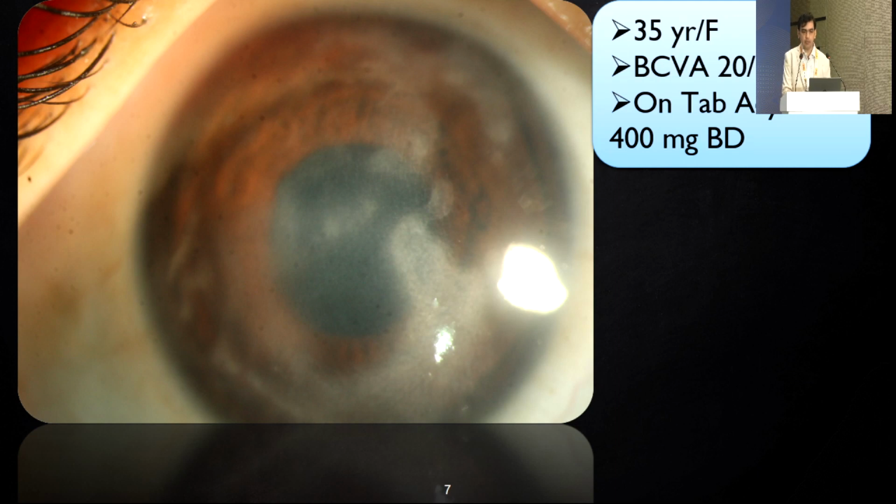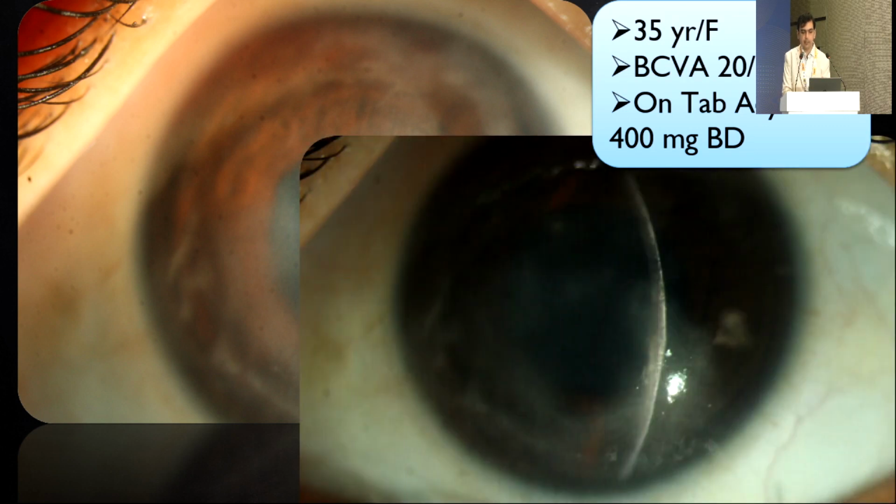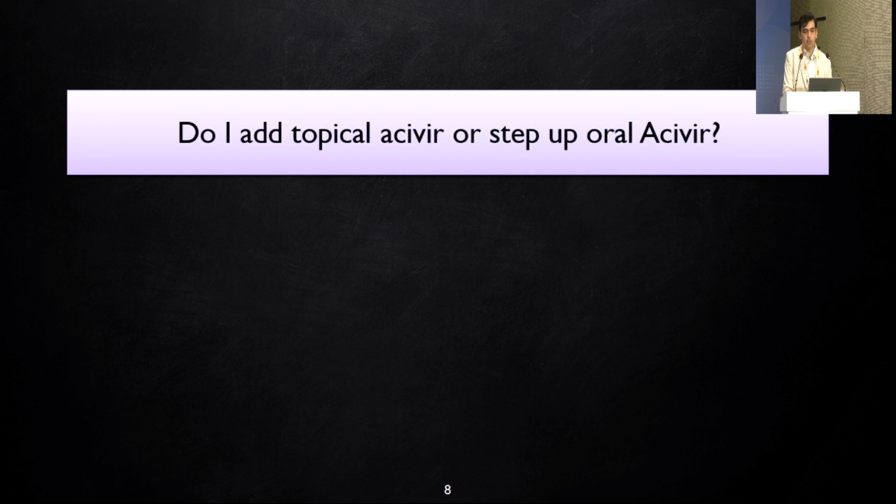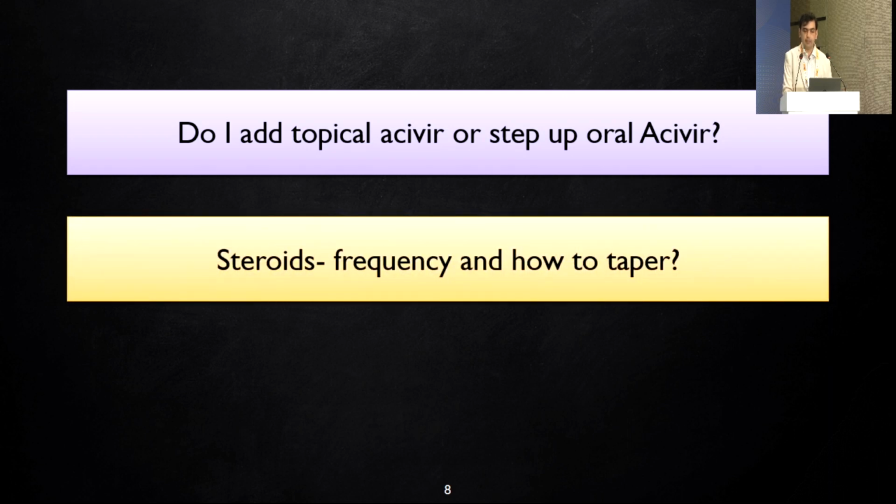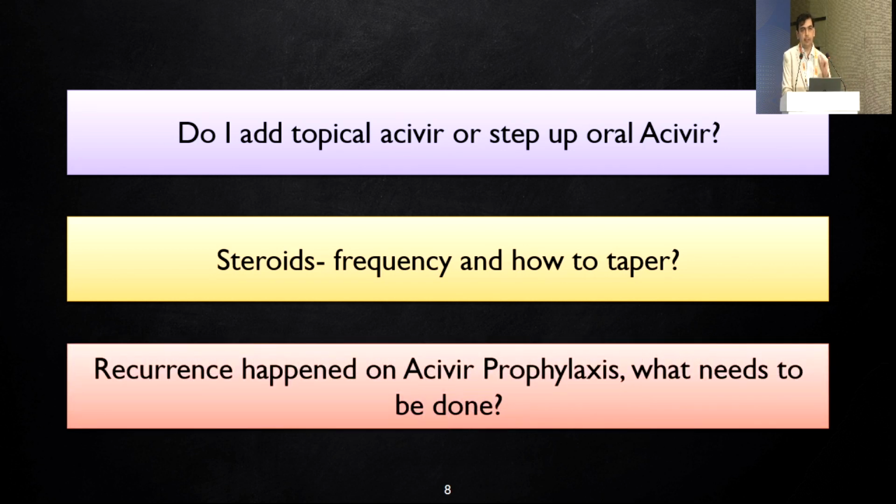So let's look at a very typical case: a 35-year-old female with a BCVA of 20/50, already on tablet Acivir prophylaxis BD, who has presented with a recurrent episode where you see significant stromal infiltration. The patient has presented with decrease of vision at this point. So the question arises, for this patient, do I add topical Acivir or just step up the oral Acivir that the patient is already on? Second, what steroid frequency should I start on and how do I taper the steroids? And third, this recurrence has happened when the patient was already on Acivir prophylaxis. So what needs to be done about that?